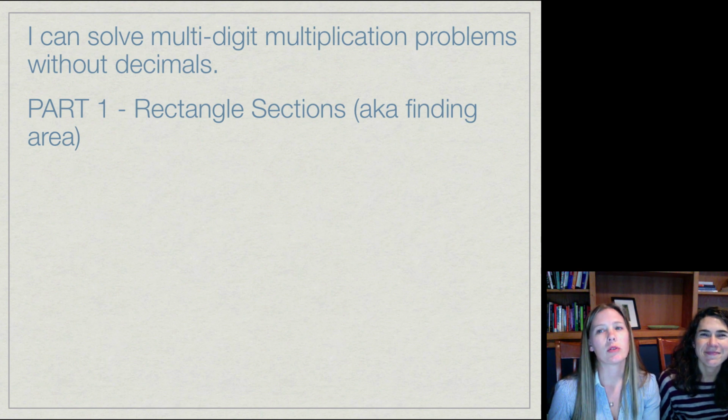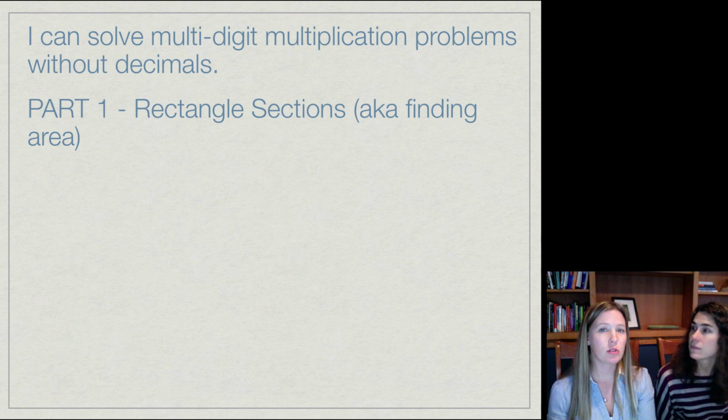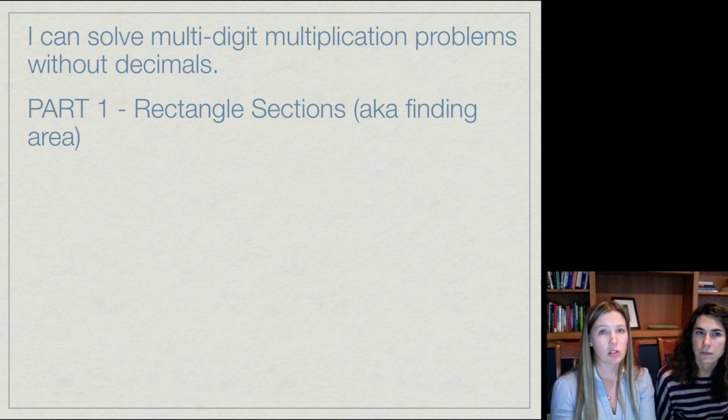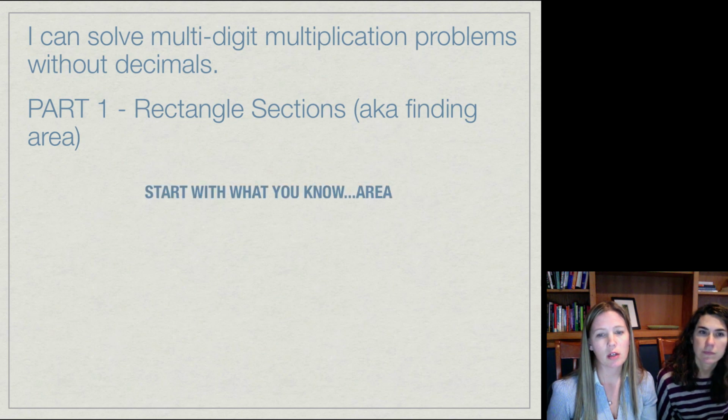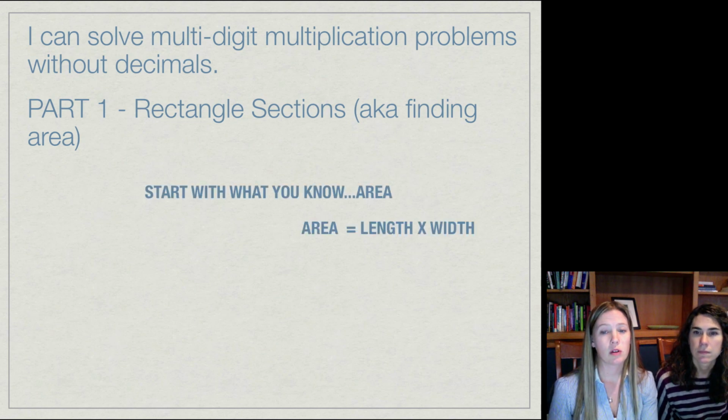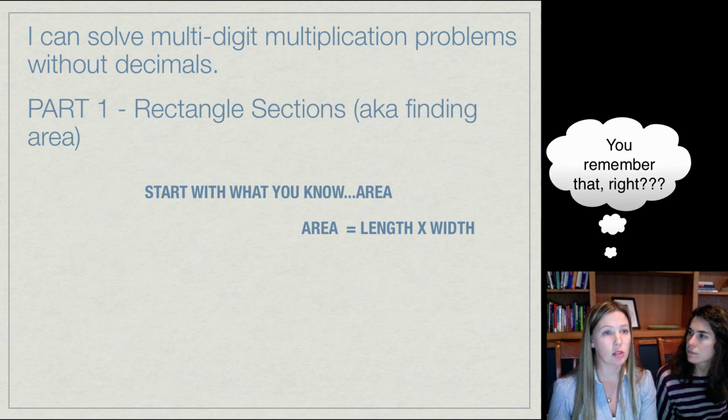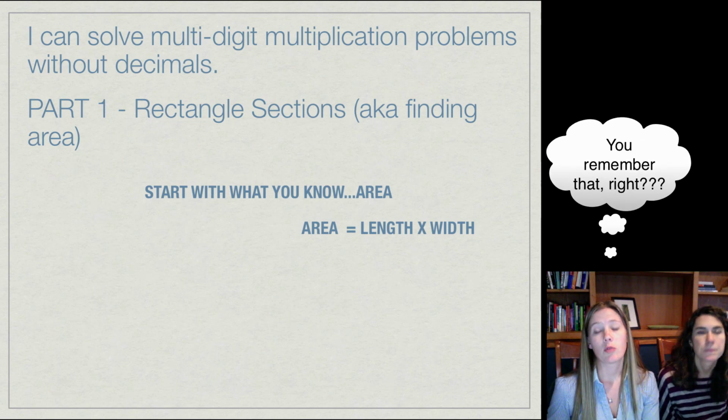And we're going to start with a little review because our first method is called rectangle sections, which is actually just a fancy way of saying finding the area. So just to review area from past units, start with what you know. In this case, we remember area equals length times width if we're looking at a rectangle.